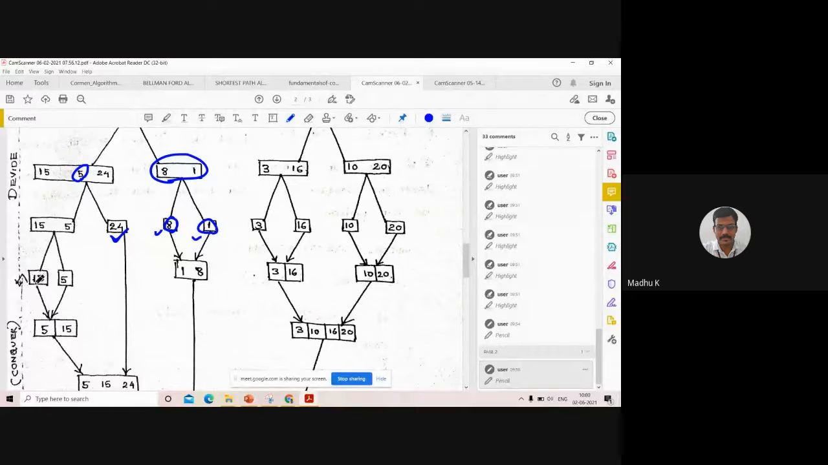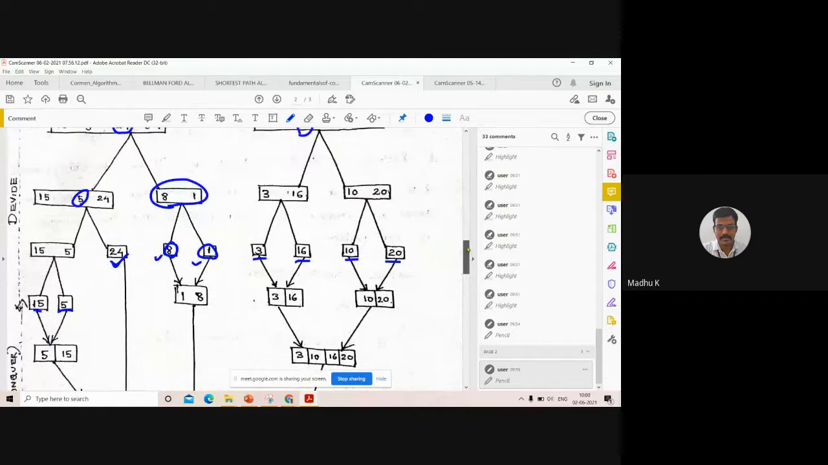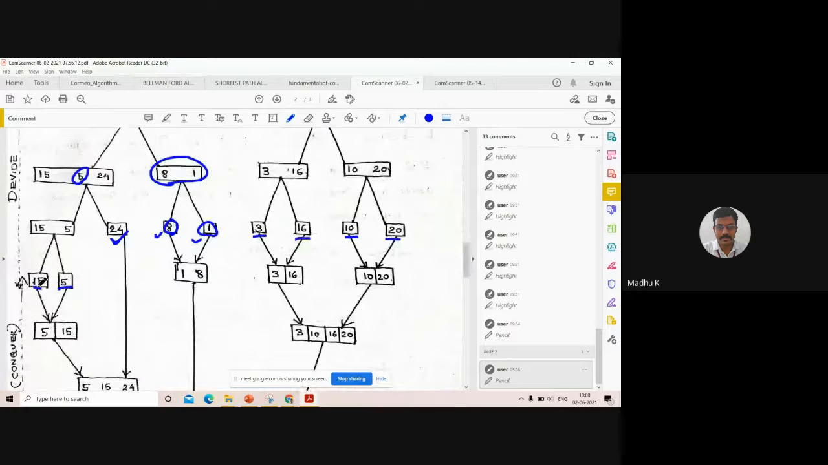15, 5, this also in this way. Then we will divide 3 and 16, 3 as one element, 16. Then 10 and 20 is divided into 10, 20. This is about division. That is, we will divide the problem into small sub problems until a single element exists. So here you can note we reached 15, 5, 24, and then 8, 1, 3, 16, 10, 20.